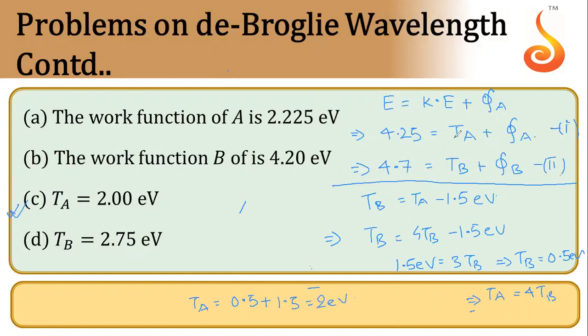Now once you have found this, we need to find the work function of A and B. We have already found the values of Ta and Tb. If you substitute the values in this equation, you will be able to find what the work functions are.